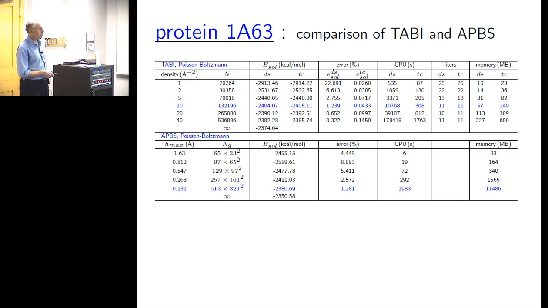CPU times are over here. Memory usage is over here. So I'm highlighting this line and the blue line here because in both cases, the error is about 1.2 or 1.3%. And you can see that the boundary integral simulation is faster than the grid-based simulation, and it uses a lot less memory.